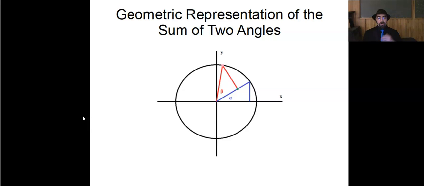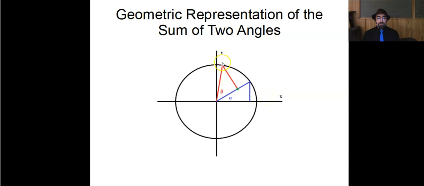So, first thing I want to do is come up with a geometric representation of the sum of two angles. So here I have an angle alpha on this blue triangle, and an angle beta on this red triangle. All these are, of course, inside of a unit circle. I didn't show that the radius is 1, but it's implied. So the radius of this circle is going to be 1.